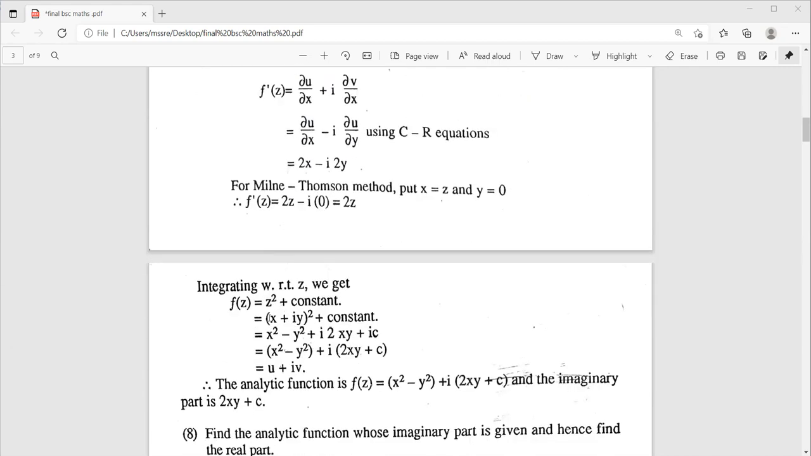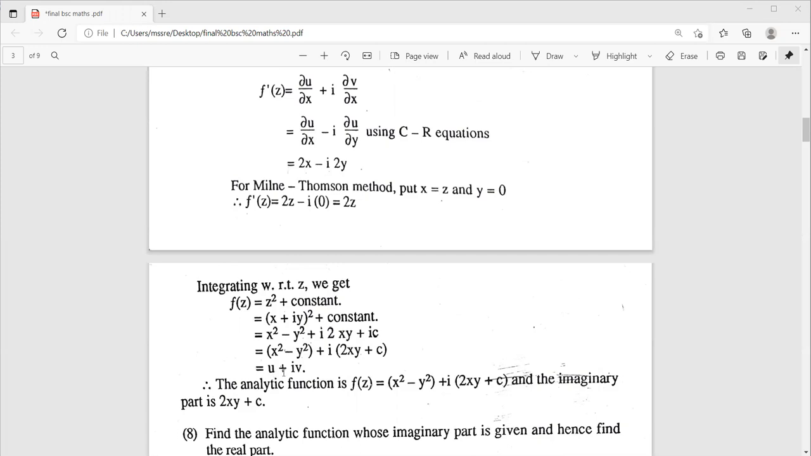Next, integrate both sides. Integration of 2z is 2 z square by 2. The 2 cancels out. You will get z square plus constant of integration. But what is z? It is x plus iy whole square plus constant. If you expand this using the a plus b whole square formula, x square minus y square plus 2ixy plus constant, which can be written as i into c. Regrouping this, x square minus y square plus i into 2xy plus c.